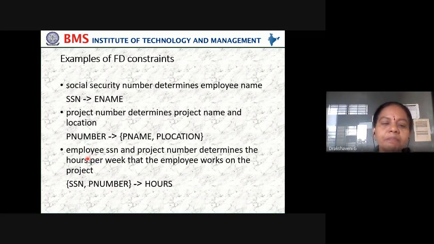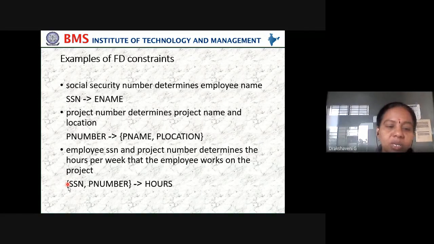In the same way, employee SSN and project number. Yes, I am an employee in BMSIT college. I am working for some project. For which project am I working? I am working for a DBMS project. And what is the DBMS project name? 18MCA31. I have my identity, my employee number, that is what SSN is. And project. How many hours am I working? For one semester, we have some 40 plus hours.